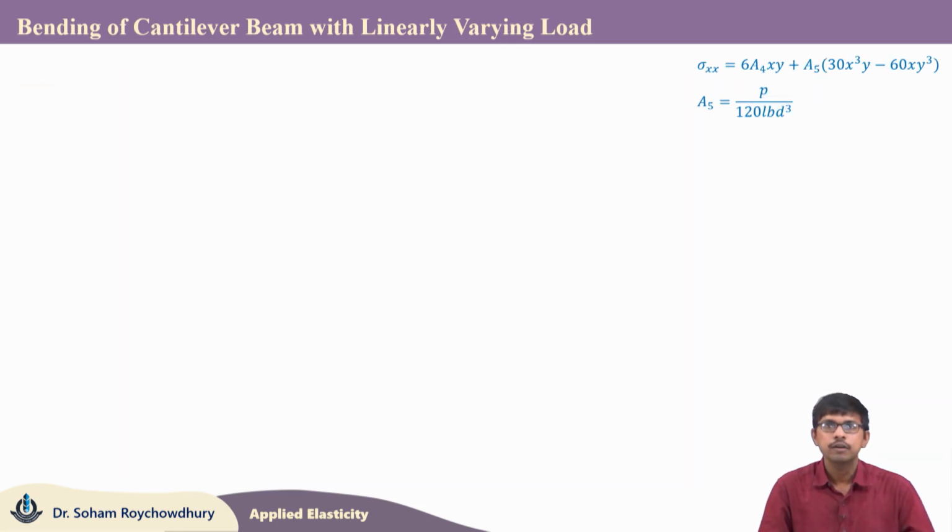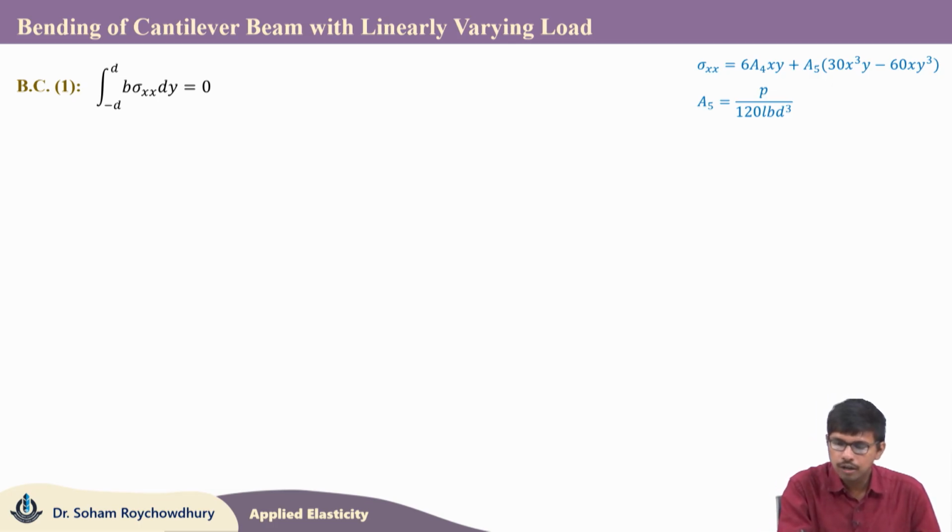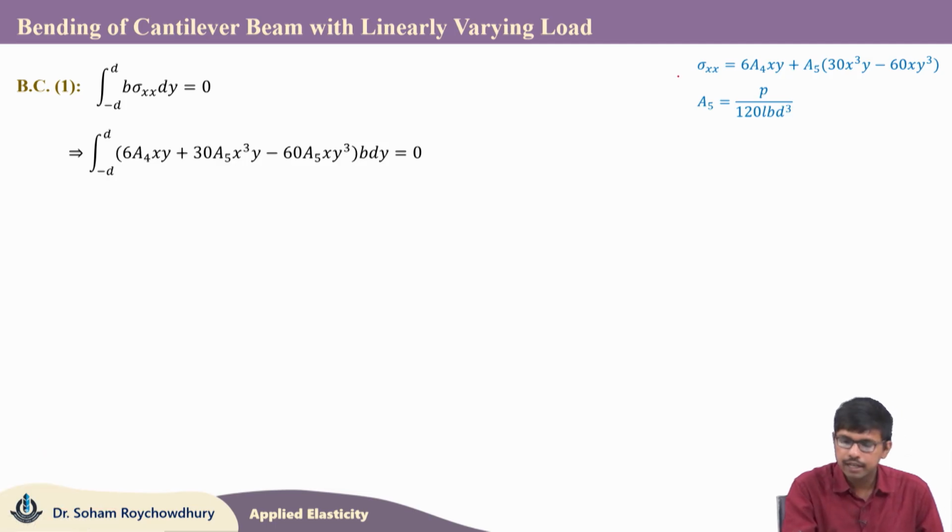Now, after this we are going to check the remaining boundary conditions on sigma xx. Sigma xx is written here, which we had obtained, and the constant a5 in sigma xx is already obtained as p by 120 lbd cube. a4 is the remaining constant to be evaluated. Now, using the first boundary condition, that is the condition of zero axial force, integral b sigma xx dy from minus d to plus d equals 0, replacing this form of sigma xx in this integral equation, we will get this term.